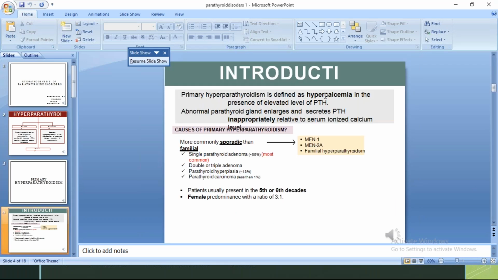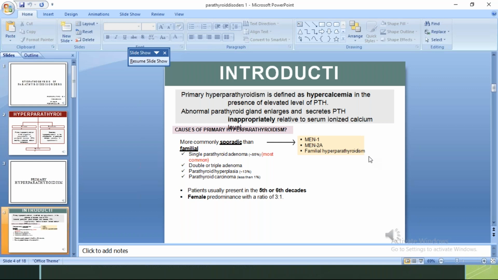Coming to primary hyperparathyroidism, it is defined as hypercalcemia in the presence of elevated levels of PTH. So the abnormal parathyroid gland, as I already discussed with you, the most common cause of primary hyperparathyroidism is a solitary overfunctioning parathyroid adenoma. Most commonly it is sporadic. Rarely there are familial cases. In familial cases, you need to rule out MEN syndromes, MEN1 and MEN2A.